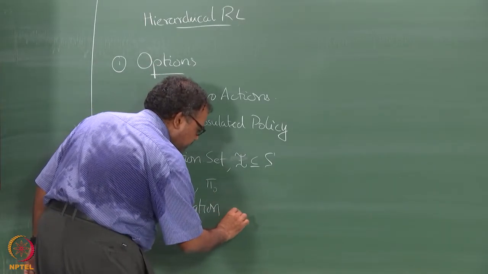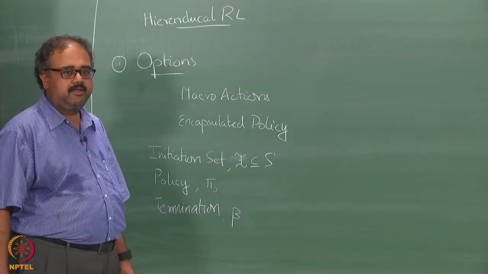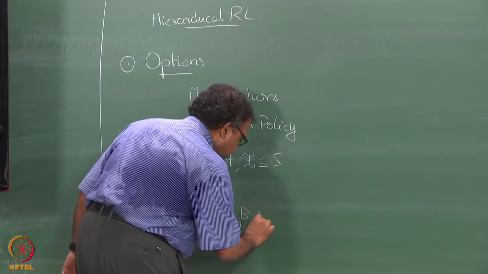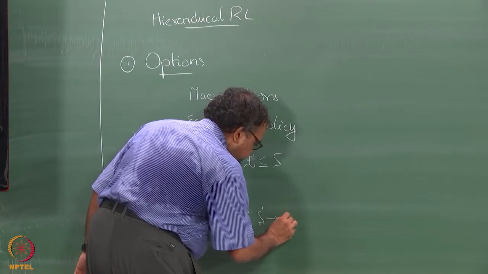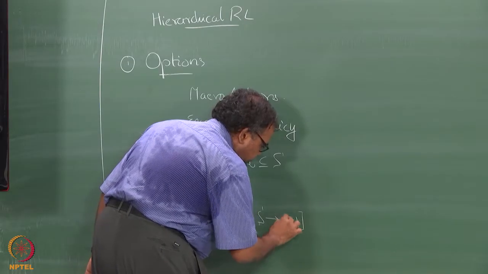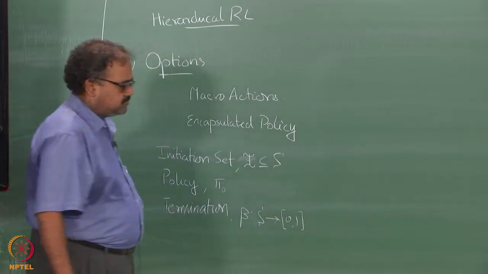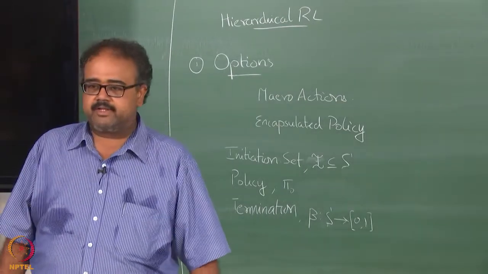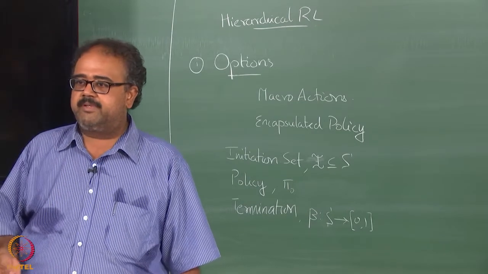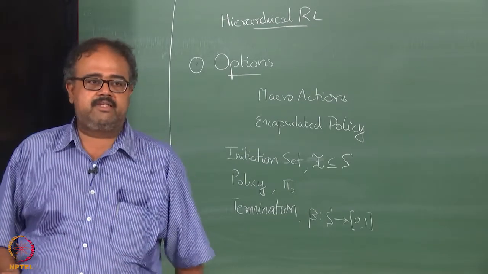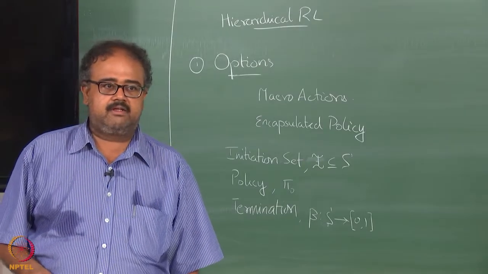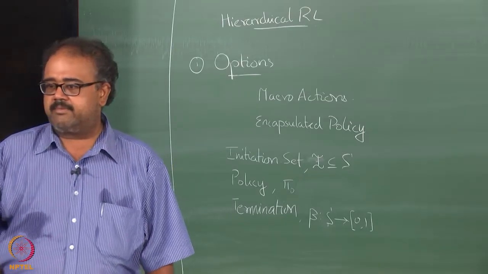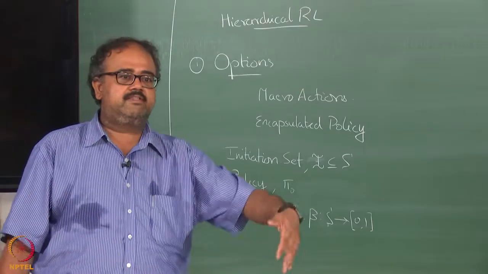And the termination is typically specified by beta, right, in the original definition of the option, is given by a probability. So beta of S will be the probability that the option will stop in state S, right. So for many states the probability could be 1, because that means on all those states, if you reach that state, the option will not continue.